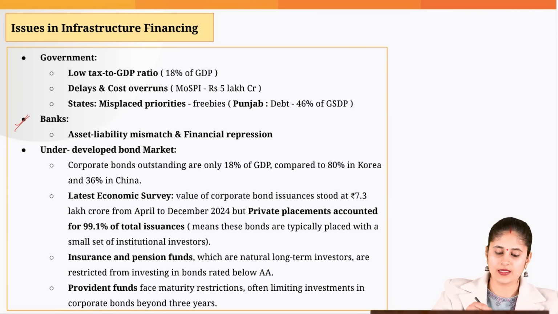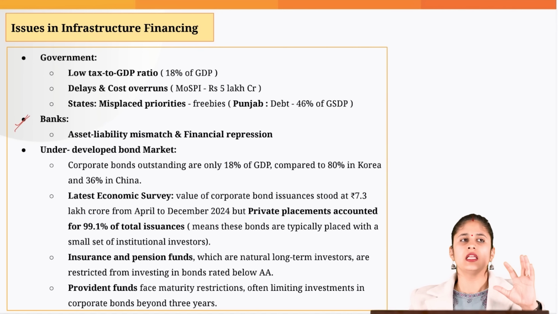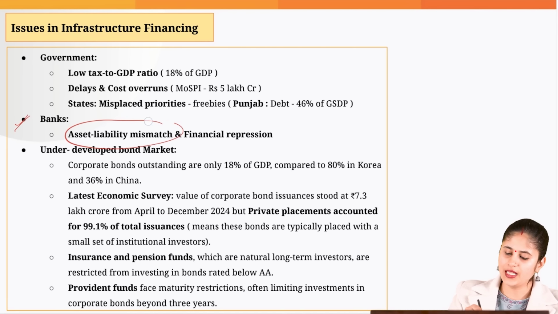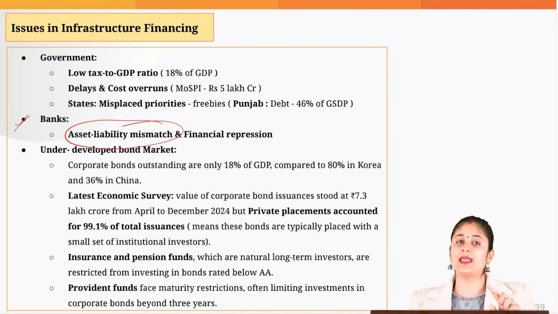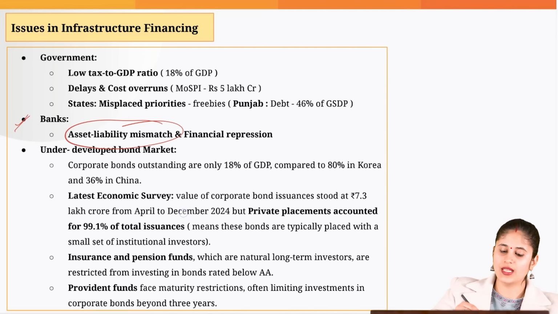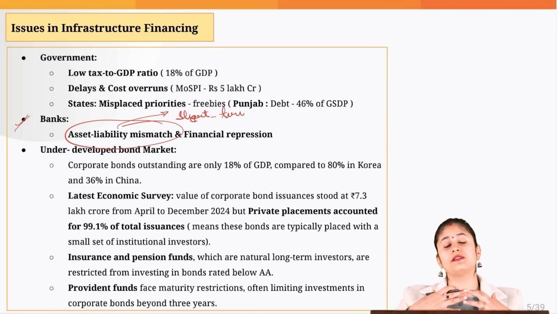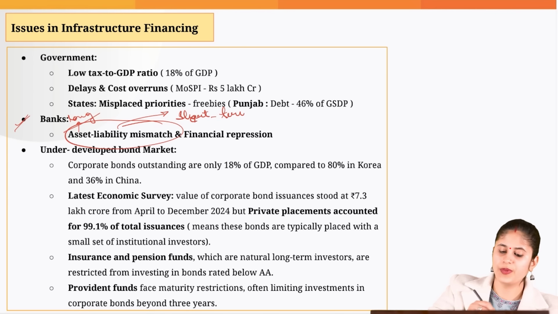Then when it comes to banks, why are banks unable to finance the infrastructure projects? It is because of the asset liability mismatch. What is the asset? If the bank gives a loan for an infrastructure project, that would be an asset. And liability is the deposit that you and me maintain with the bank. Now, the liability of the bank is for a shorter period of time. But loans given for infrastructure creation, that is the asset, would be for a long period.